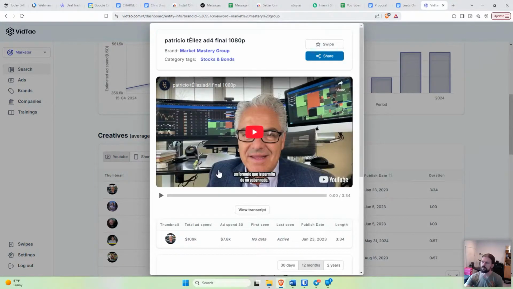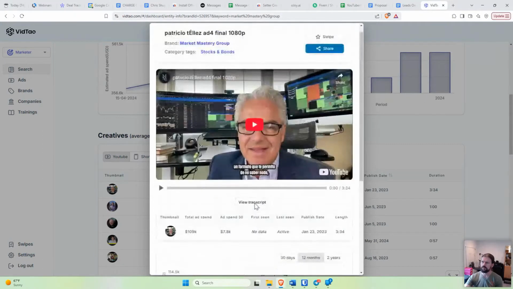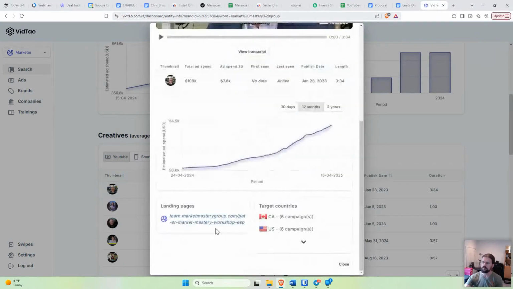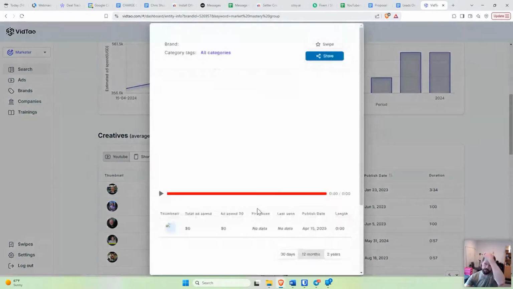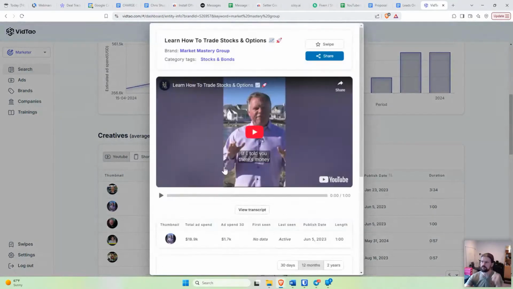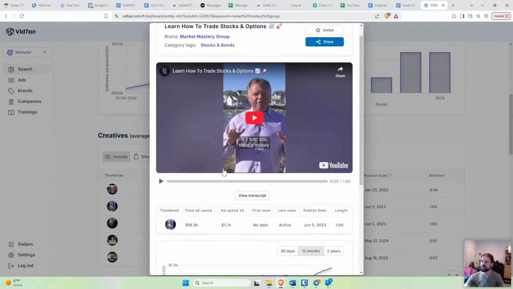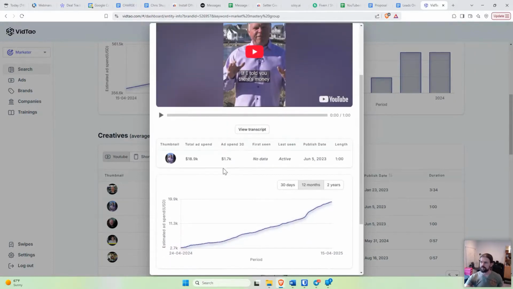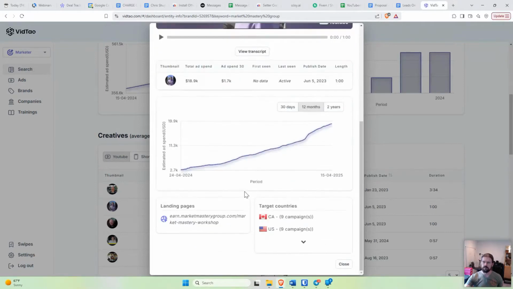It has Spanish subtitles though. So yeah, maybe that one's in Spanish. And then, yeah, so Workshop Espanol. But it looks like they're running ads in Spanish and in English. This one's in English. And sure enough, I can see that they're just spending money month after month on this ad. So probably this is a good ad.